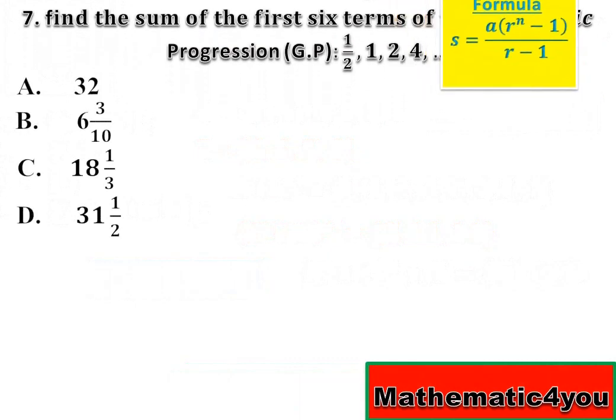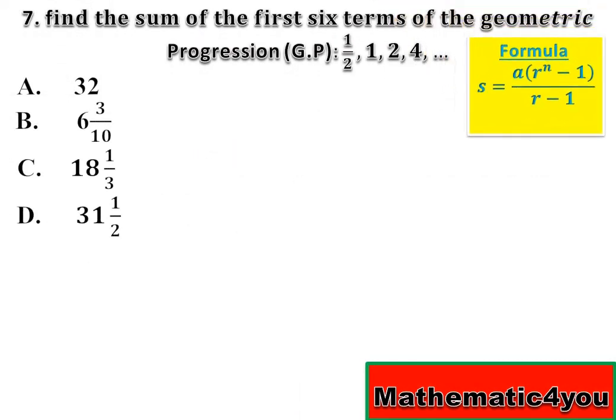The next question. Okay, this is finding the sum of the first 6 terms of a geometric progression. These are the terms: 1 over 2, 1, 2, 4, etcetera, which means it continues. So the first thing I'm going to do is write the formula. That is the first step. So that is the formula there.